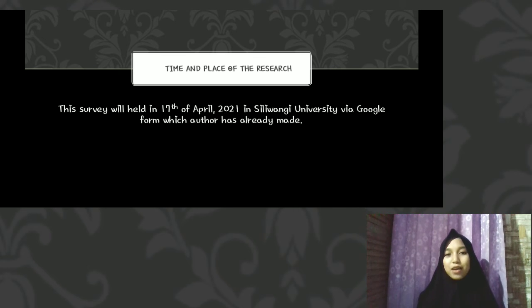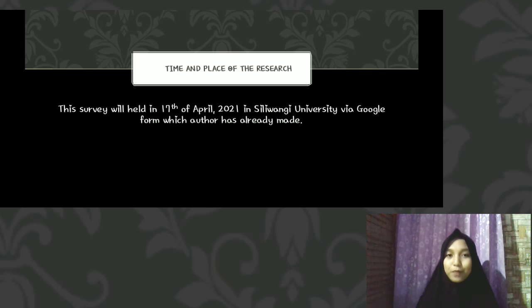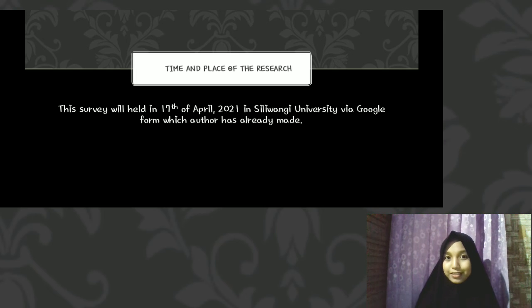Okay, next about time and place of the research. So I started this survey on the 17th of April 2021 in Siliwangi University via Google Form, and a printout form which has already been made for the participants. So it will be conducted offline and online according to the availability of the participants.